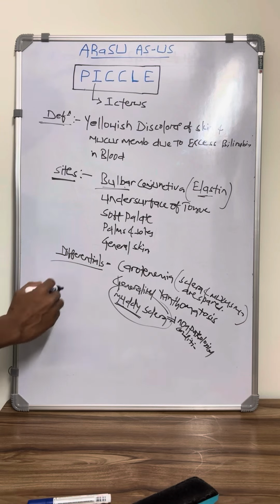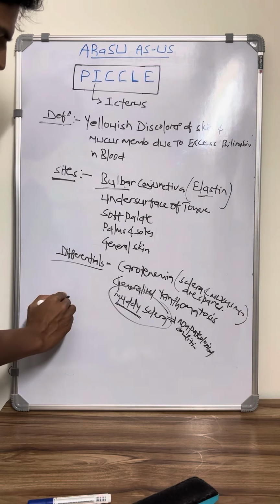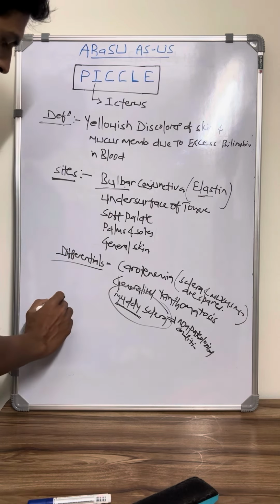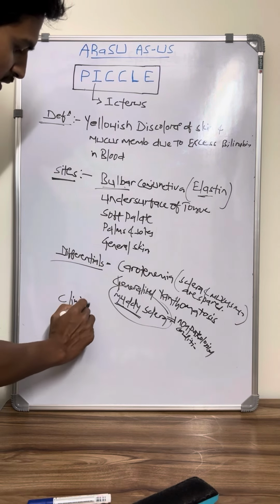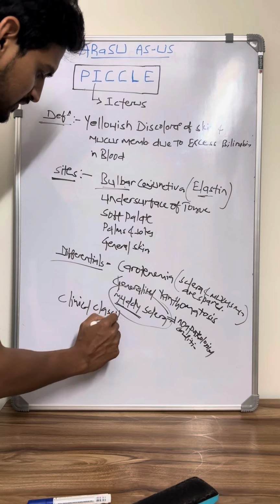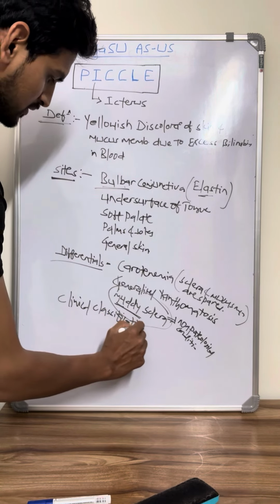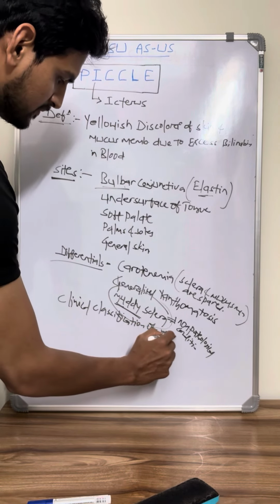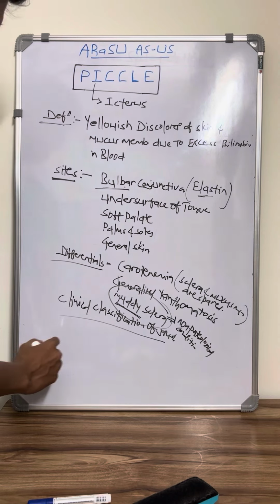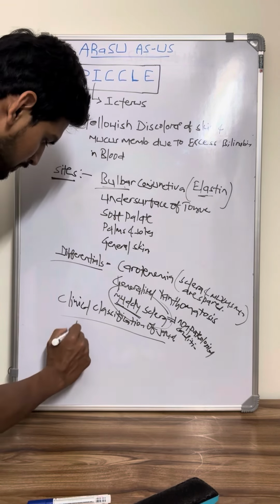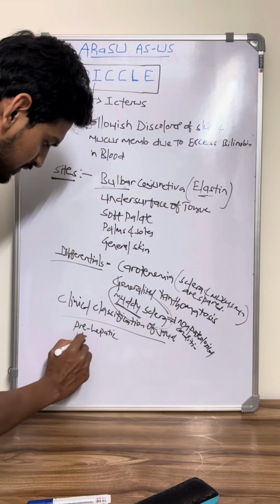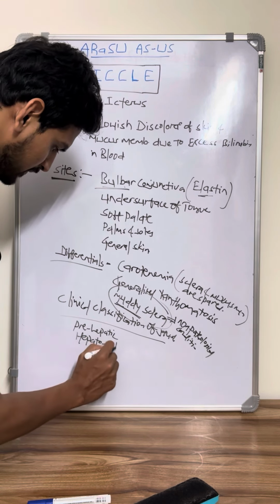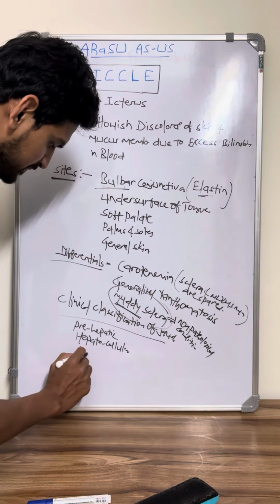Then the next thing related to icterus is the causes, which can be easily listed out if we consider the clinical classification of jaundice. You might be knowing this, that is prehepatic, hepatocellular, and posthepatic.